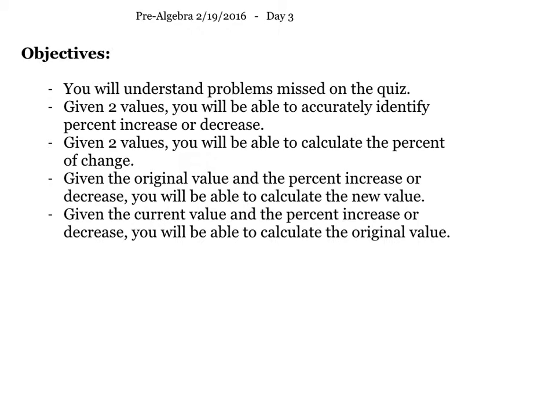Given two values, you will be able to accurately identify the percent increase or decrease. Given two values, you will be able to calculate the percent of change. Given the original value and the percent increase or decrease, you will be able to calculate the new value. And finally, if you are given the current value and the percent increase or decrease, you will be able to calculate the original value. So we're going to come back and ask ourselves those questions at the end of this video.